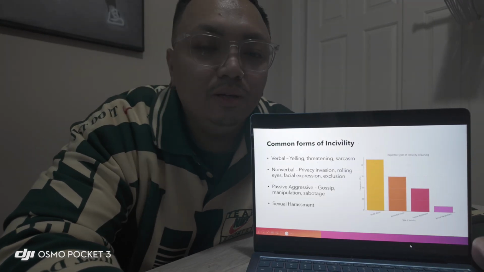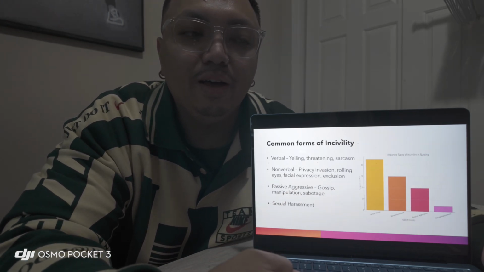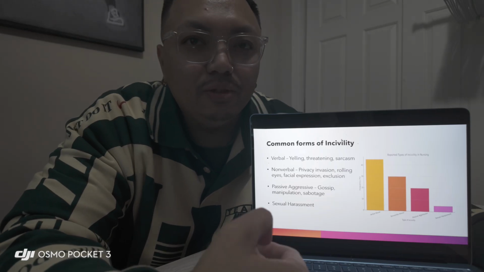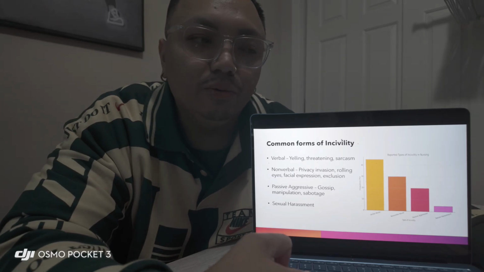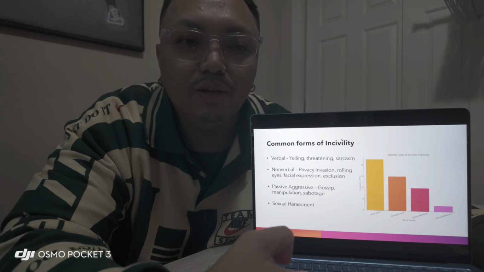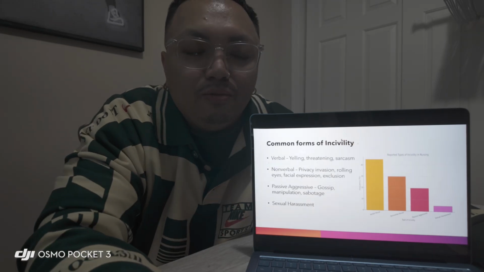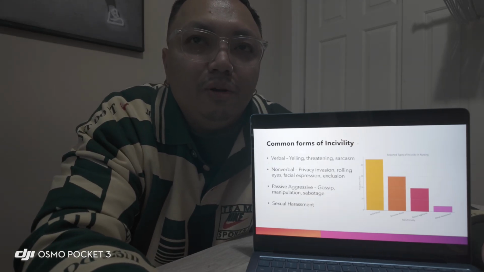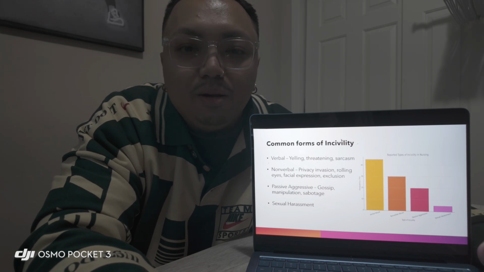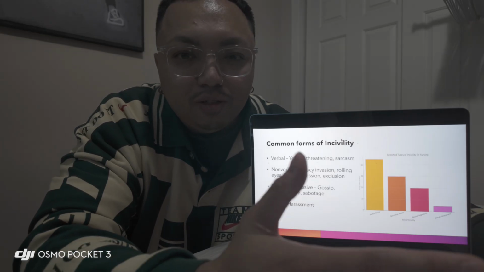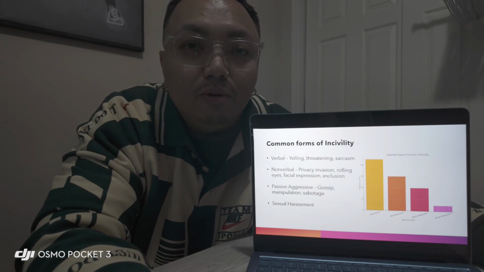So, common forms of incivility. You have verbal, nonverbal, passive aggressive, and sexual harassment. I won't really go into detail with sexual harassment because it's pretty self-explanatory. But when you get to verbal, you're dealing with people making threats or sarcastic comments. Words are powerful. They can really bring you down. Someone raising their voice at you while you're talking to a patient, making that nurse feel like she's not important or not good enough in front of a patient. That's verbal, and being sarcastic would also be considered verbal.